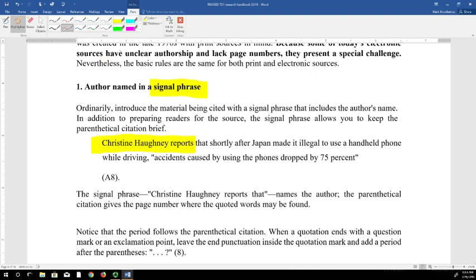You see that? Then it continued. We named the author there: Christine Hoffman reports that. And then we continued the sentence. And then what do we have? Something really important: quotation marks. Everything that's included in between the quotation marks is a direct quote.